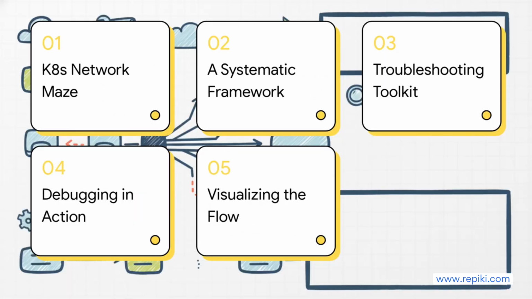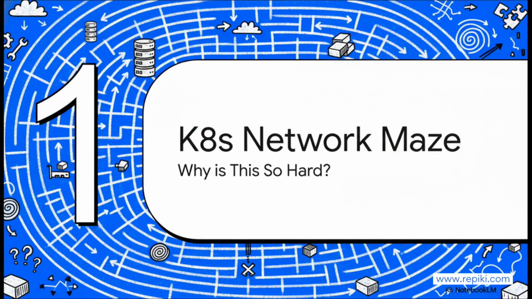So, here's the plan. First, we'll get a handle on why this is so complex. Then, we'll lay out a framework, a sort of map for this maze. We'll load up our toolkit, tackle some real-world problems, and then zoom out to see how we can visualize the whole thing. So, why is this so hard?